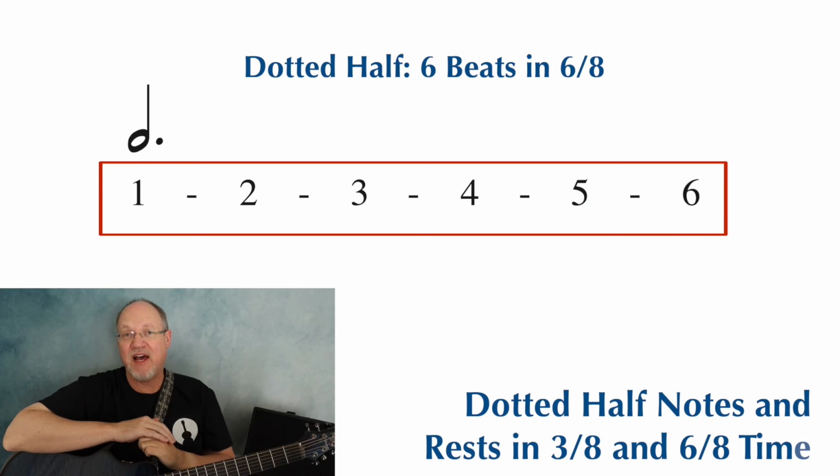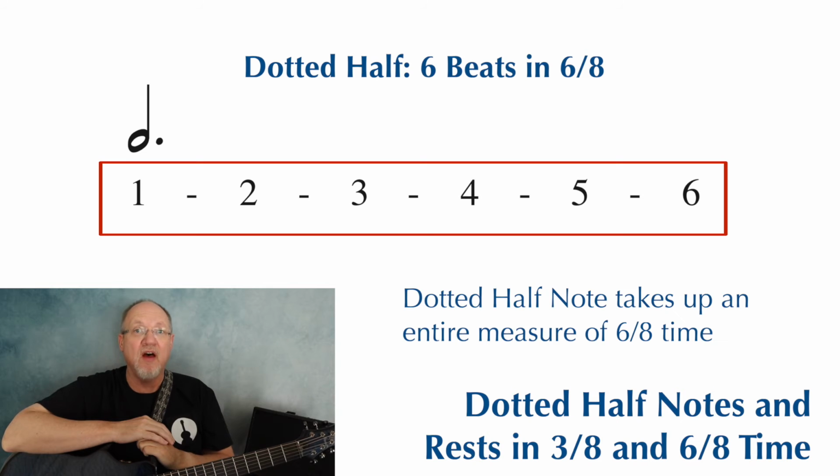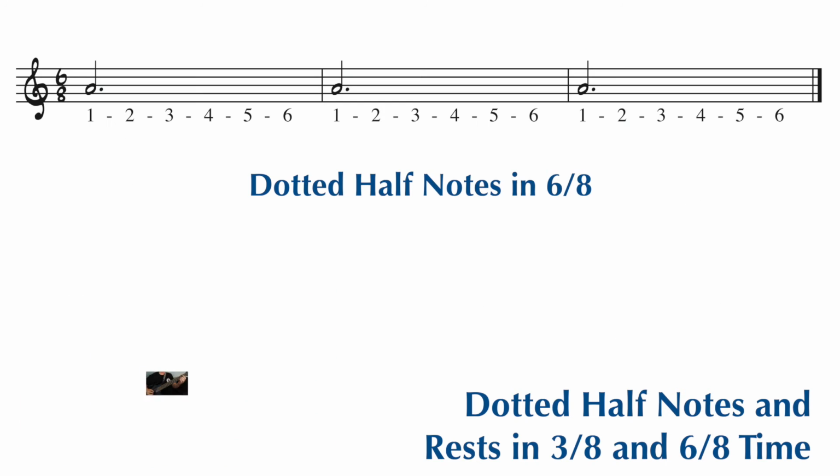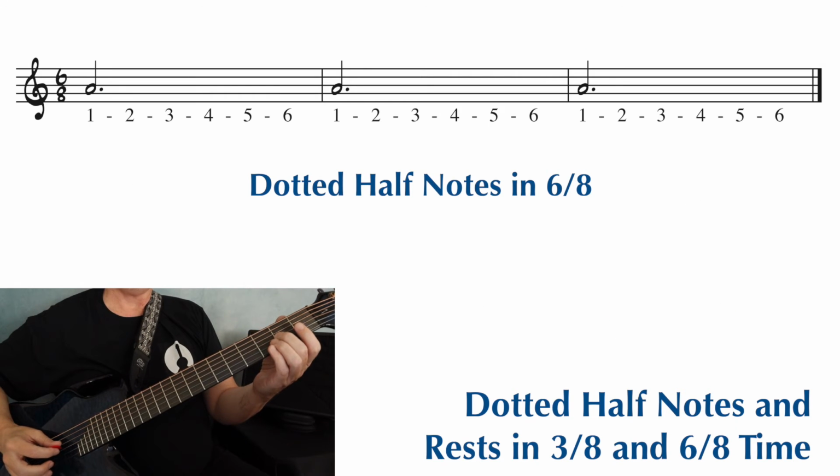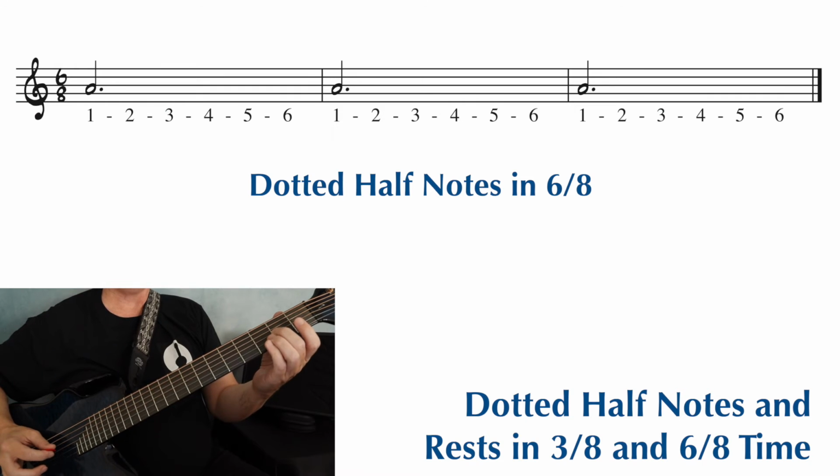You're not going to see a dotted half note in 3/8 time because there are too many beats. But in 6/8 time, since a dotted half note gets 6 beats, a dotted half note is going to take up an entire measure. 1, 2, 3, 4, 5, 6.